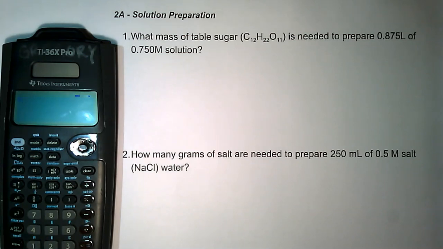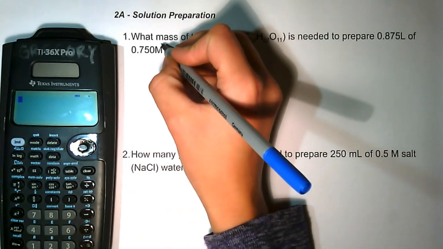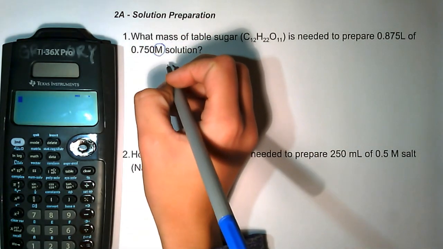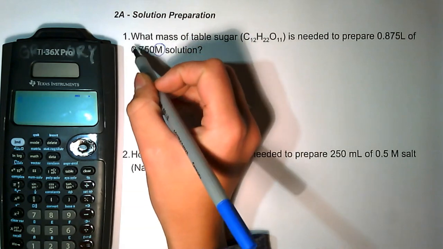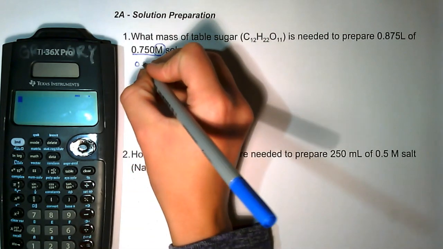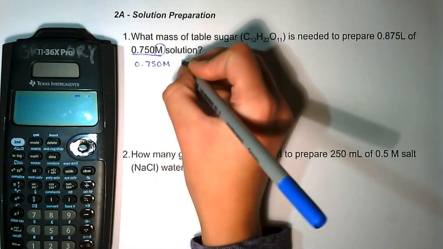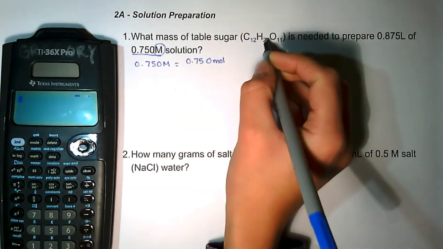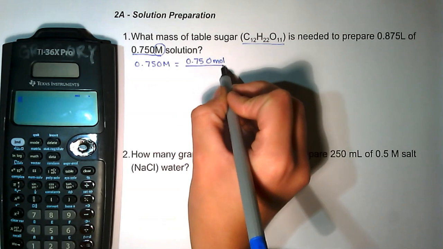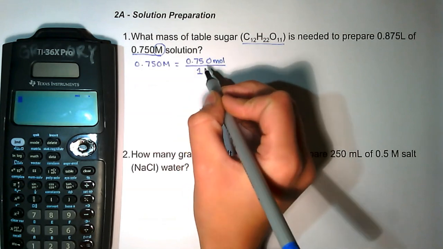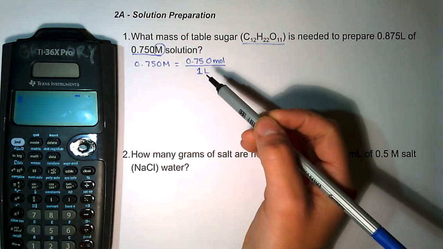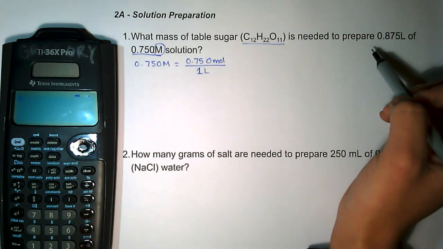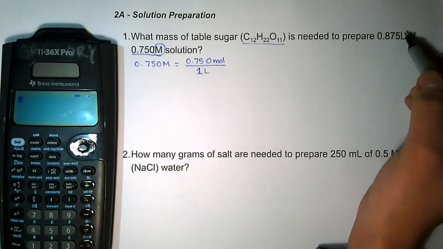In order to solve this problem, we need to understand what molarity means, what this capital M means. And this big M, molar, means moles per liter. So this 0.750 molar means that there are 0.750 moles of this substance in every 1 liter of solution. Once we understand what molarity is, we can use this as a conversion factor to figure out how many moles are necessary to prepare this many liters of solution.